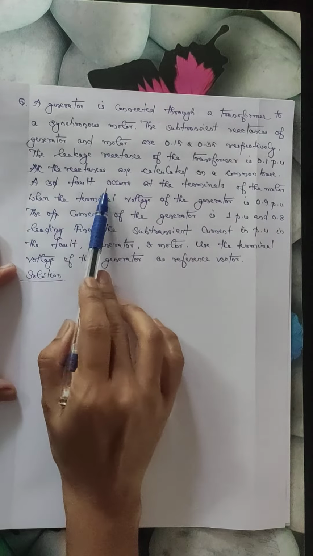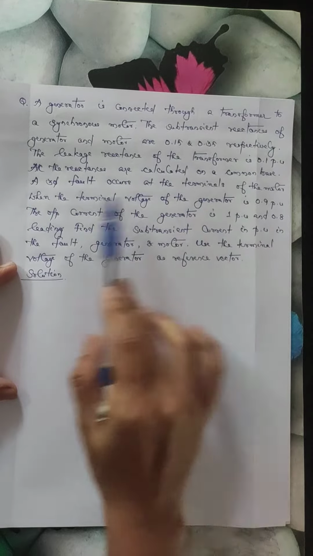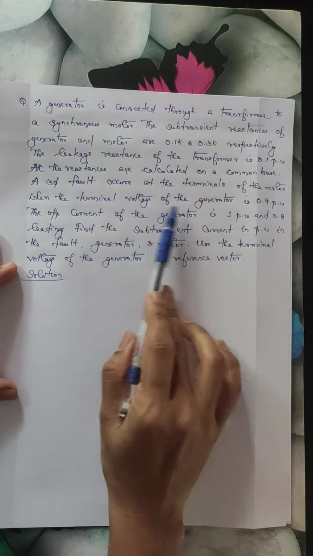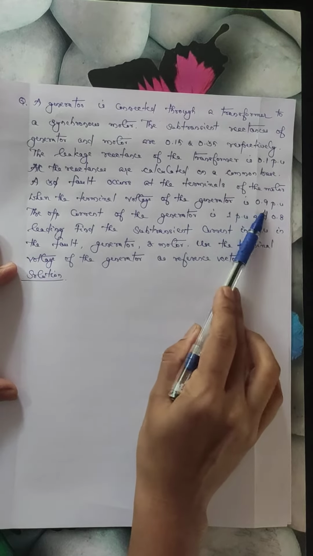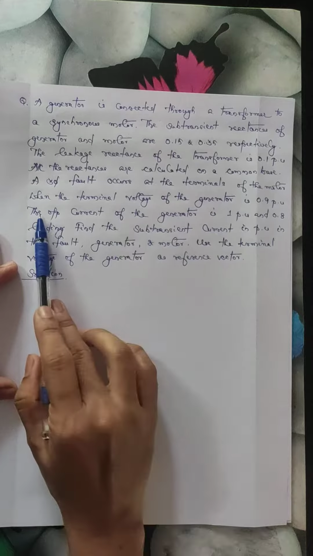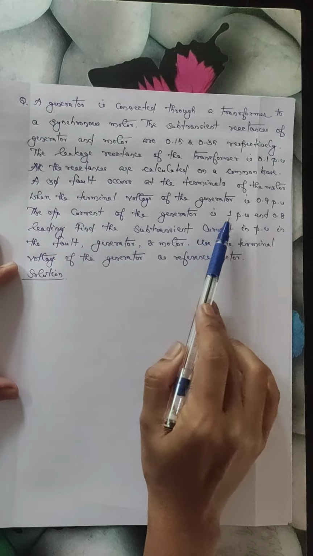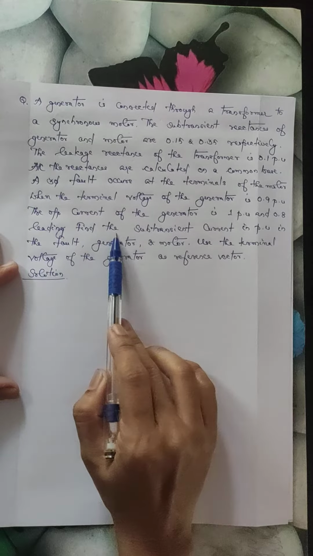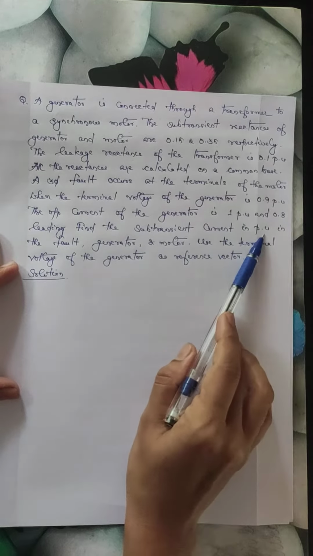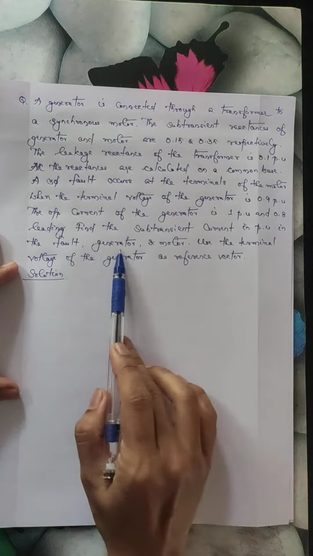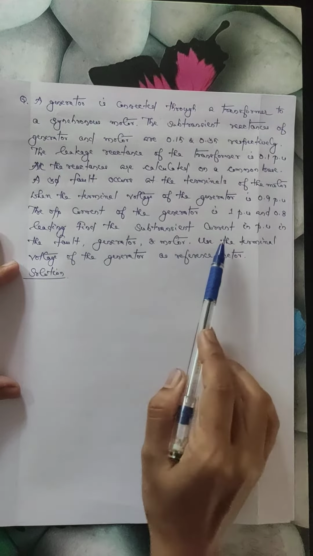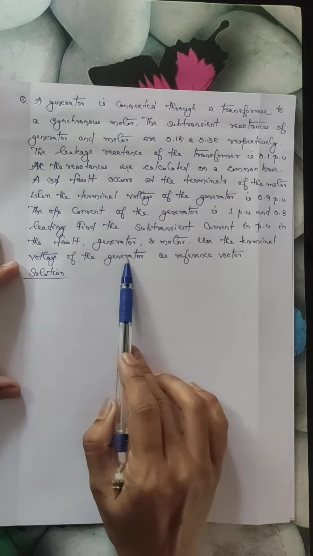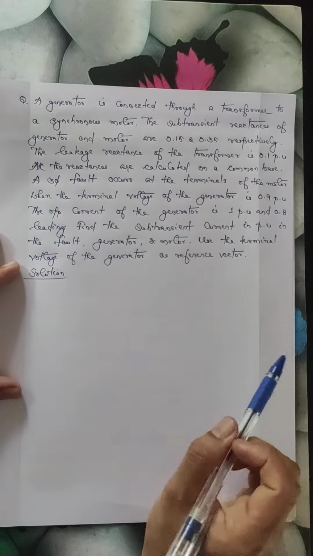All the reactances are calculated on a common base. A three-phase fault occurs at the terminals of the motor when the terminal voltage of the generator is 0.9 per unit. The output current of the generator is 1 per unit and 0.8 leading. Find the subtransient current in per unit in the fault, generator and motor. Use the terminal voltage of the generator as reference vector.